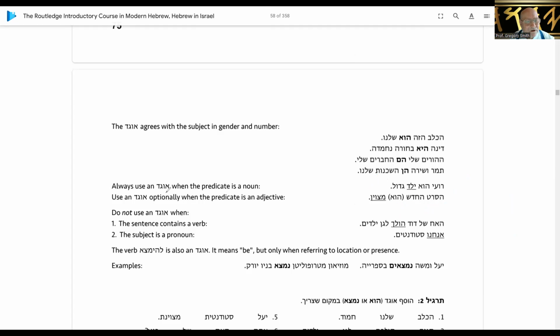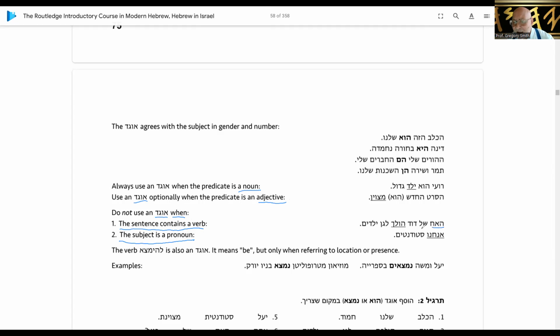Okay, always use oged when the predicate is a noun. Use oged optionally when the predicate is an adjective. Okay, interesting. Do not use oged when the sentence contains a verb. The subject is a pronoun. Okay, interesting. Wow, look at all these grammar rules. Okay, so you can't use oged.